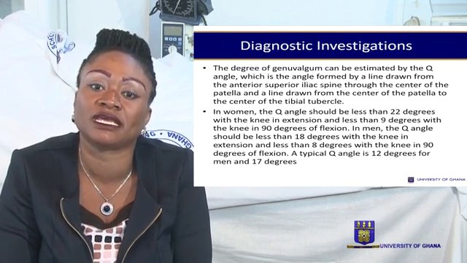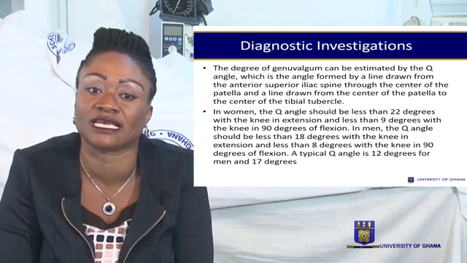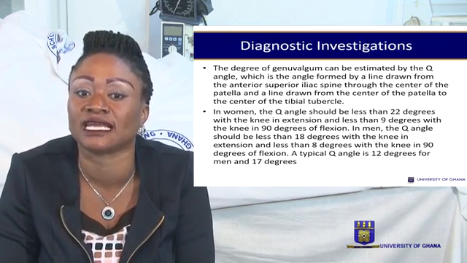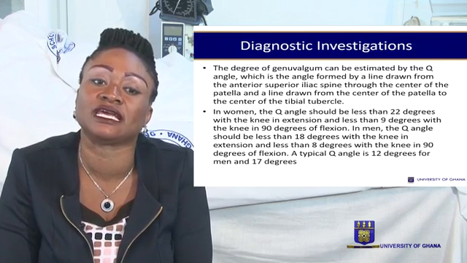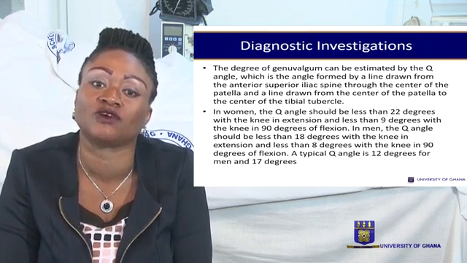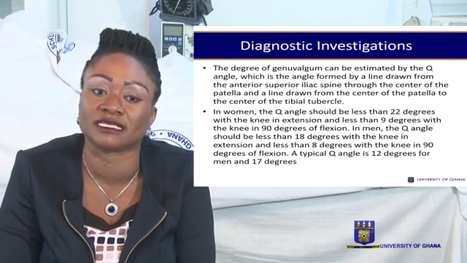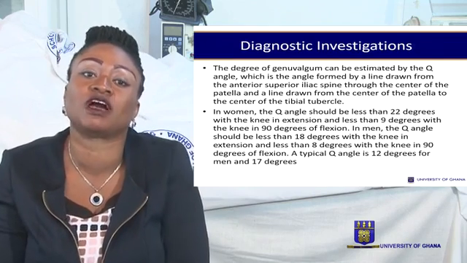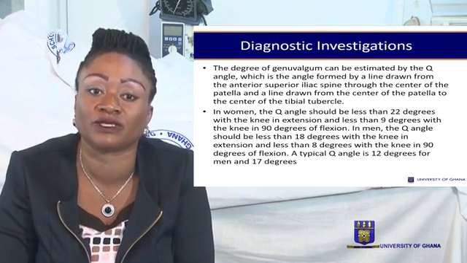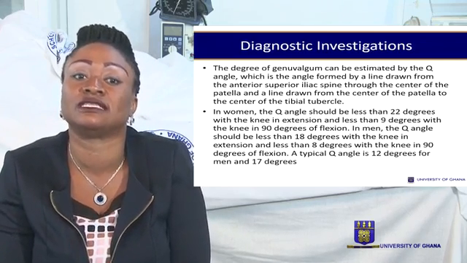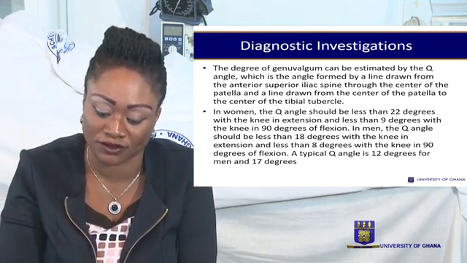However, in men, the Q angle should be less than 18 degrees with the knee in extension and less than 8 degrees with the knee in 90 degrees of flexion. And the typical Q angle is 12 degrees for men and 17 degrees for women. So henceforth, if you come across any patient with genu valgum, I would entreat that you look at this angle and know the degree.